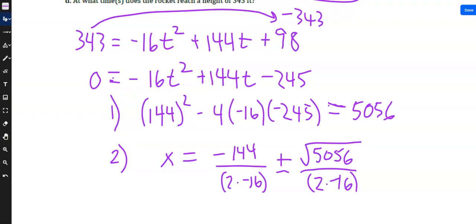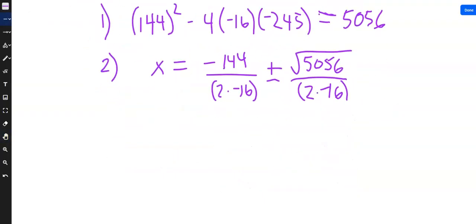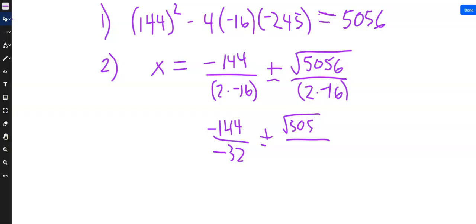Okay, so what do I get for the first part? So negative 144. Oops, why am I getting that? Okay, I see. Negative 144 over negative 32 plus or minus the square root of 5,056 all over negative 32. So I'm going to have to do this twice. Now, obviously, these two negatives cancel. 144 over 32, that's my 4.5. And then I have plus and minus, and what is this weirdo decimal over here?